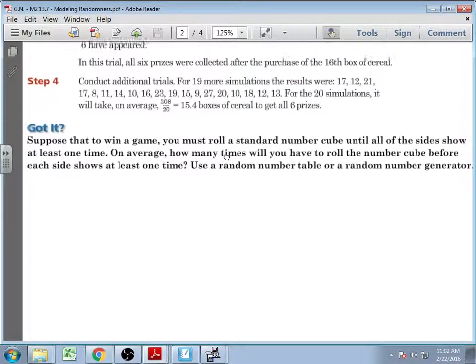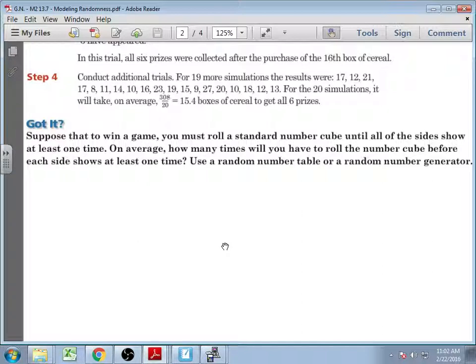So try this on the TI-83. If you don't have a TI-83, work with somebody close to you to generate the numbers.